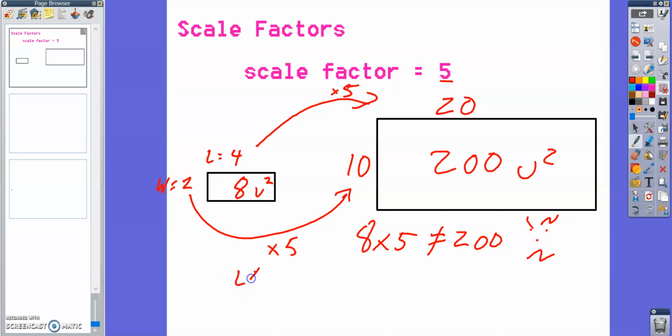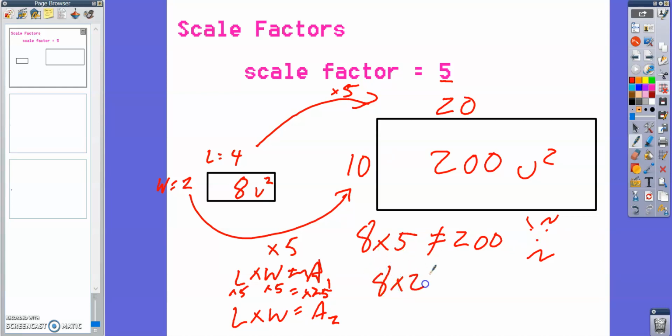Now, here's the reason why. When you took that length times width to get the area, and you took the second length times width to find the new area, let's call that area 2, and let's call this area 1. And you multiplied these by 5. That means you're essentially multiplying the areas times 25 because you're doing a length times a width. So let's check that. Is 8 times 25 equal to 200?